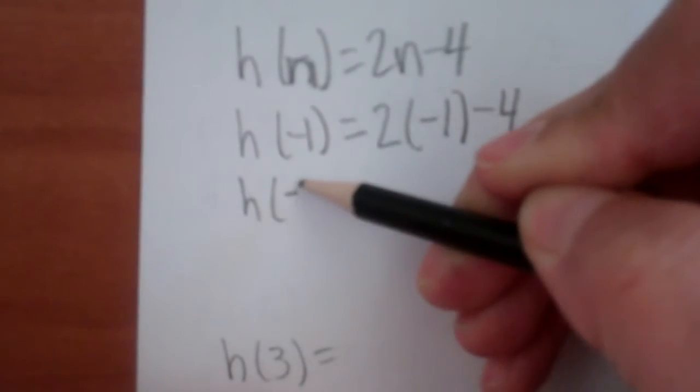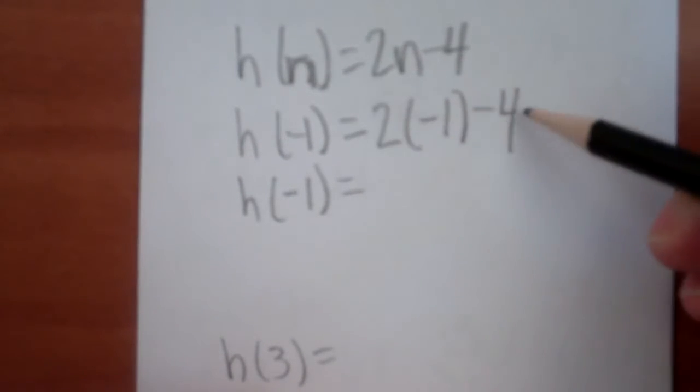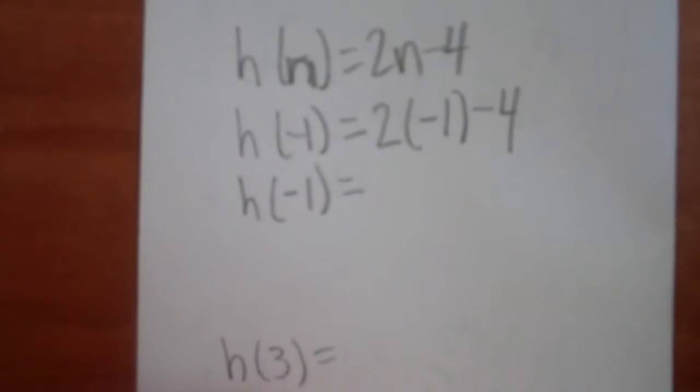This side stays, h of negative 1. This side gets evaluated, and we have to use PEMDAS with this. So we have to do order of operations.